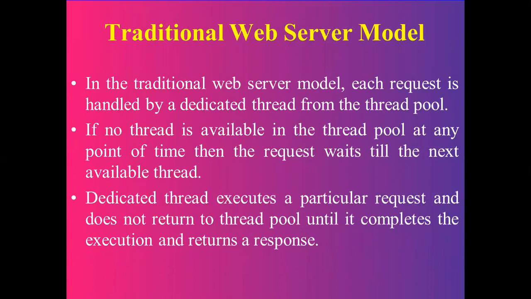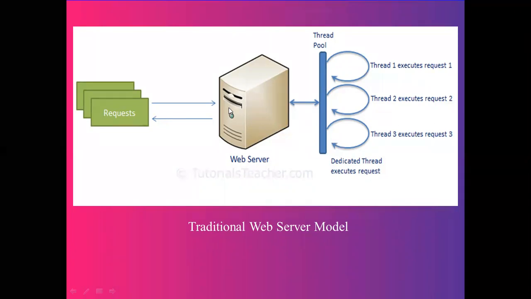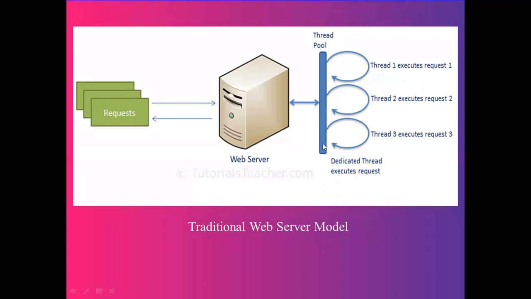Then we saw the traditional web server model. Here you can see that whenever a user comes with a request, it is sent to the web server, and in the traditional web server model, there is a thread pool. Every request is assigned separately to a separate thread. Here you can see thread 1 executes request 1, thread 2 executes request 2, and thread 3 executes request 3. That means there is a thread pool in the traditional system and every request is assigned separately to a dedicated thread.